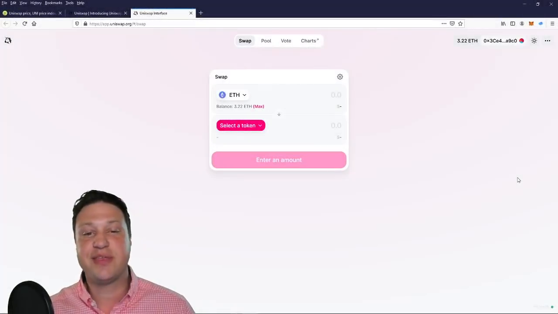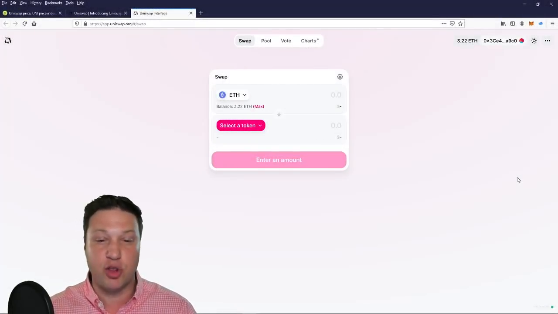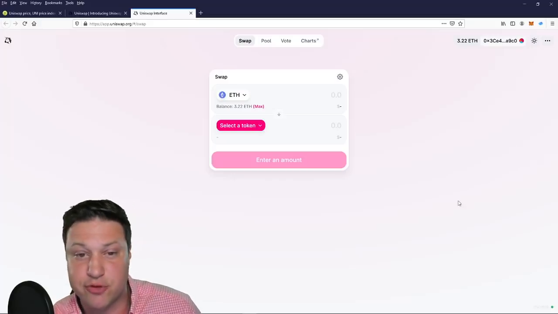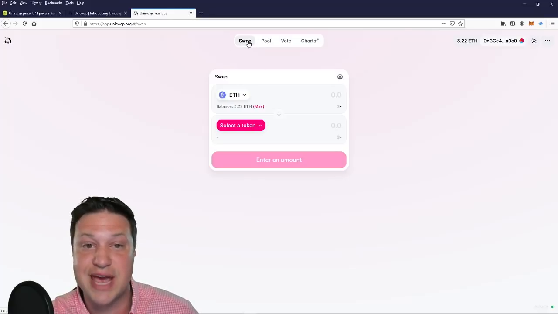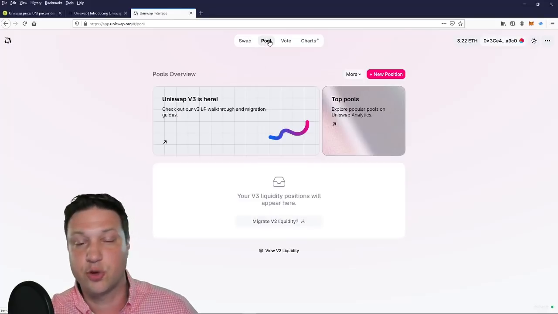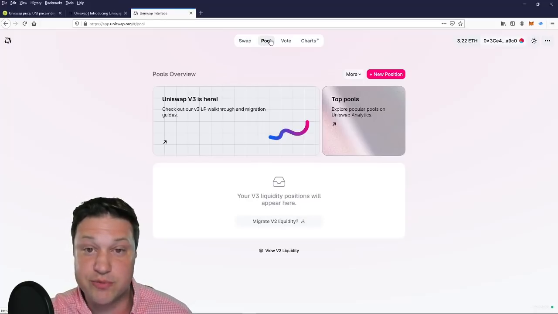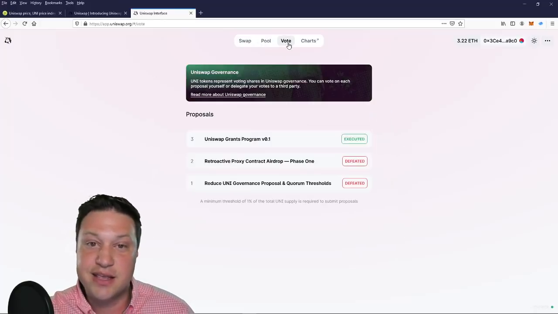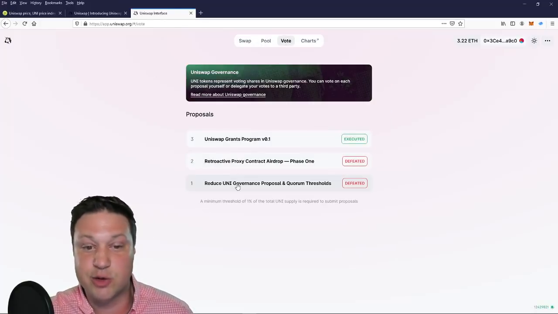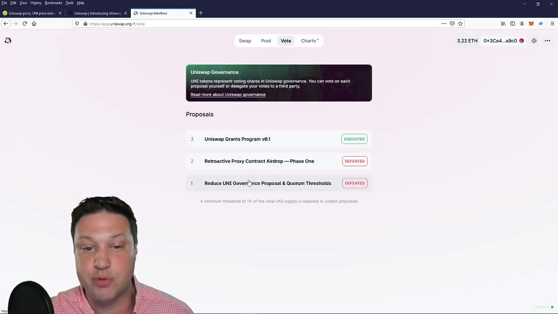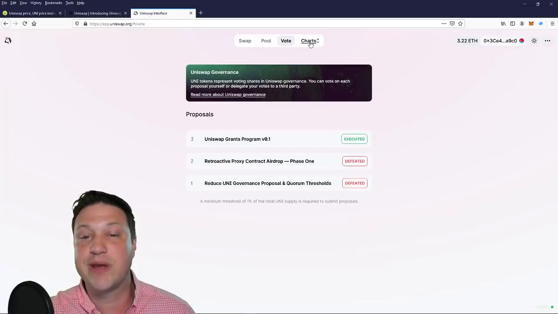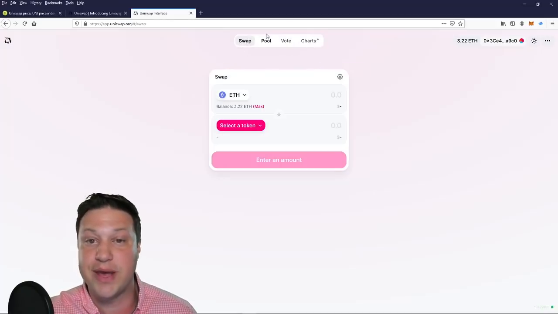You can see that the app is a little bit smaller in screen than the other one, but for the most part, it looks pretty similar. You can control your options at the top, with the first tab being the swap feature. To the right of that is for the liquidity providers. Next to that is where you go to vote. You can see right now there's three recent proposals that have been active on the protocol. And then of course we have the chart features that we've come to know and love.